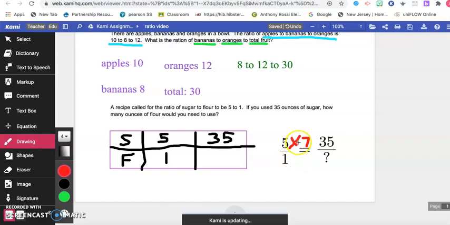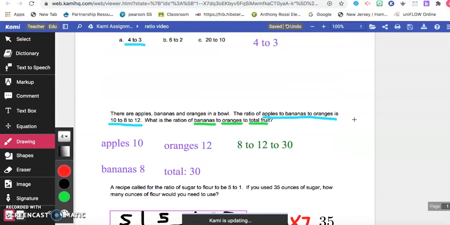So since I multiplied my 5 by 7, I have to multiply my denominator, or my 1, by 7. When I do that, 7 times 1 equals 7. So my missing number is 7. So if I use 35 ounces of sugar, I need 7 ounces of flour. And that's how I would solve that problem. So these are just a few examples of some ratio word problems that you would come across.